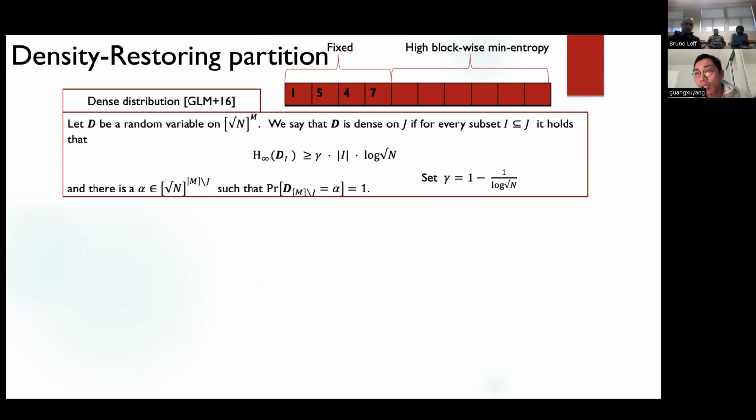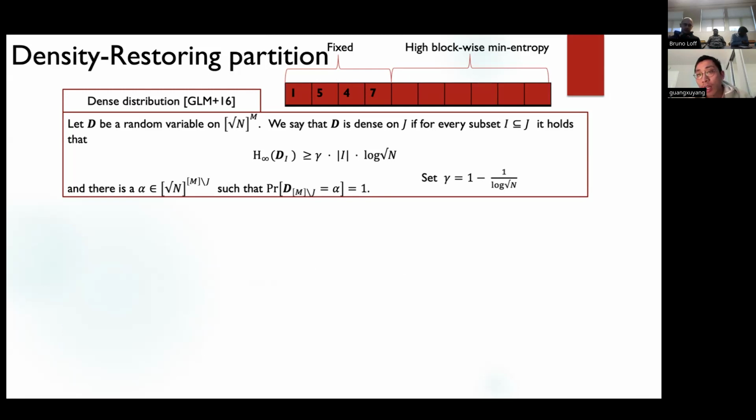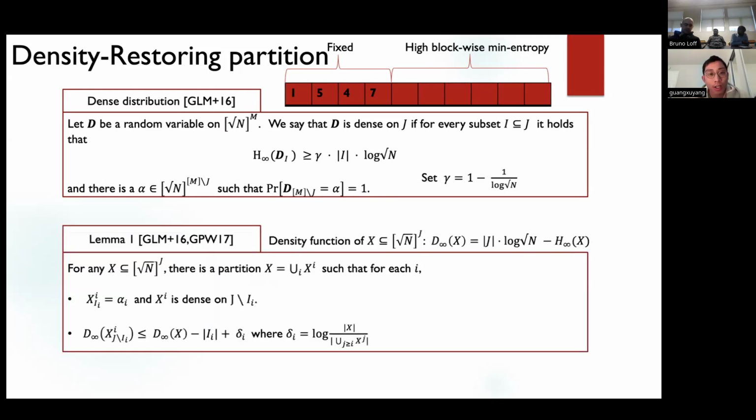Yeah. So this is why we try to normalize. That is, we want the average size of the fixed part to be upper bounded by the communication complexity, and then the rest will have high min-entropy. Yeah. Okay. So sorry. Go on. So this is the density.